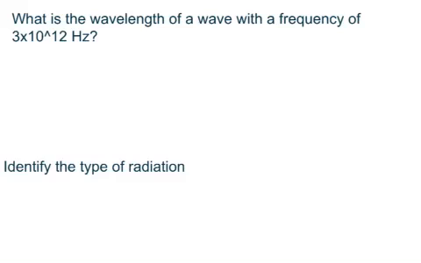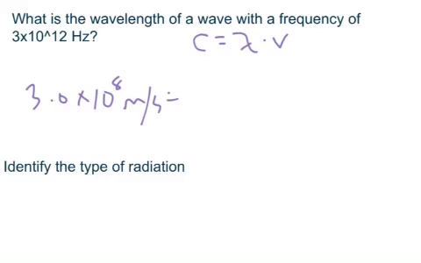So if we're solving this question right here, what is the wavelength of a wave with a frequency of 3 times 10 to the 12th hertz? We're going to plug in what we know. So we have speed of light equals wavelength times frequency. Speed of light is always the same number, 3 times 10 to the 8th meters per second. Okay, the wavelength is what we don't know, and frequency is 3 times 10 to the 12th.